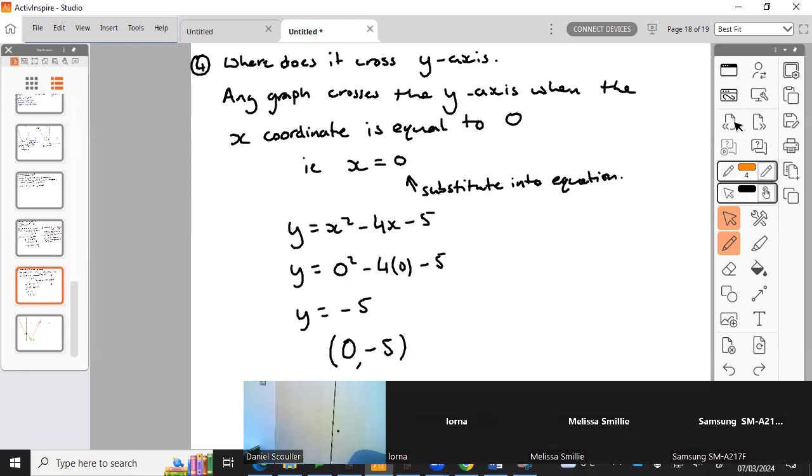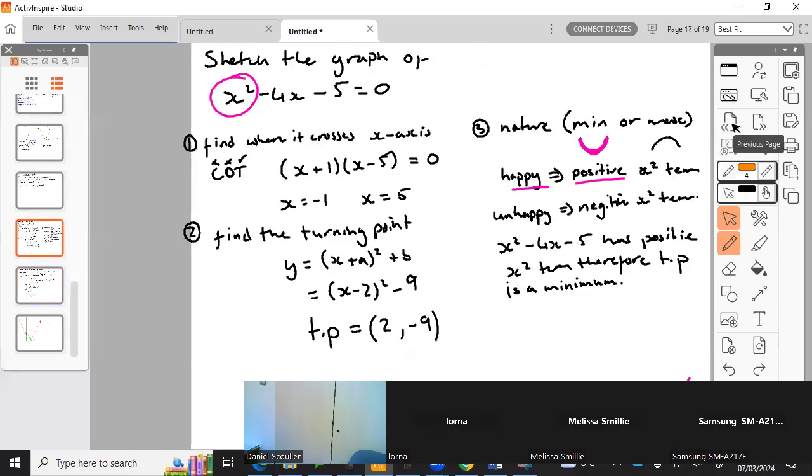I'm going to change screen, is that okay? Yeah, no problem. Thank you.